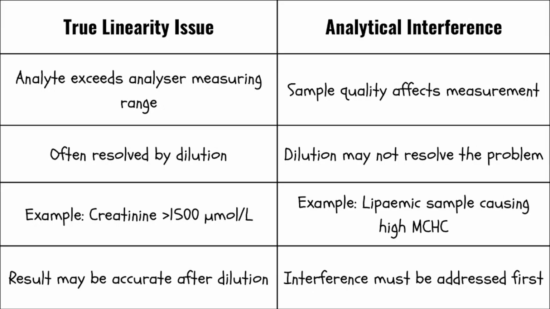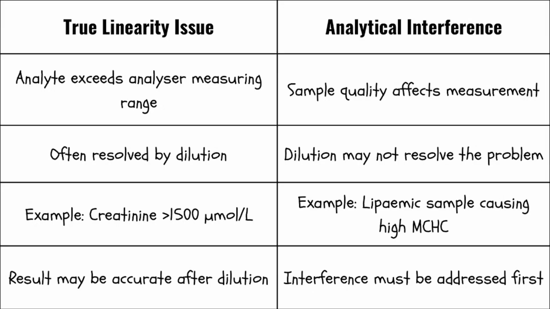If you look at a true linearity issue, it is because the analyte exceeds the analyzer measuring range, while if it is interference, it means that the sample quality affects the measurement. Then number two, if it is true linearity, you are often going to solve the problem through dilution, like I mentioned in my previous video.